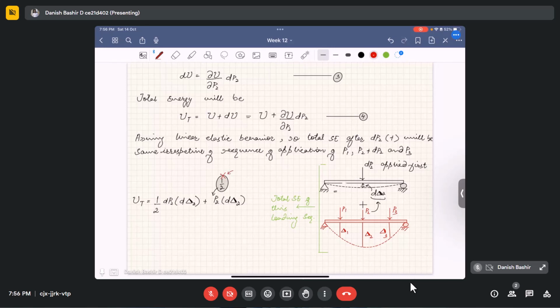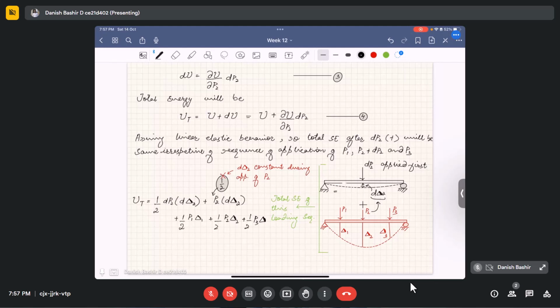So I will write d delta 2 constant during application of P2. So there will be no one half factor, and then we will have the one half factor for all the other things: half P1 delta 1 plus half P2 delta 2 plus half P3 delta 3. So we have this type of equation.